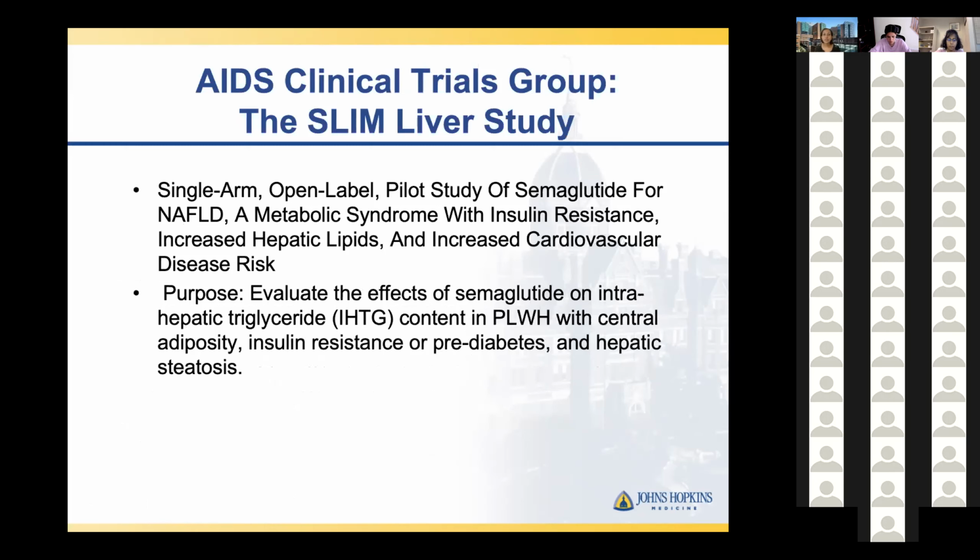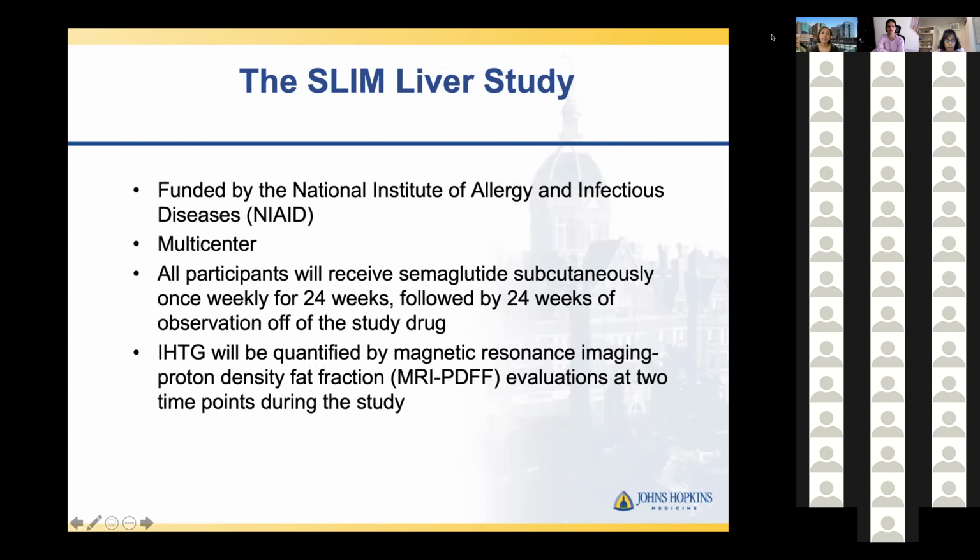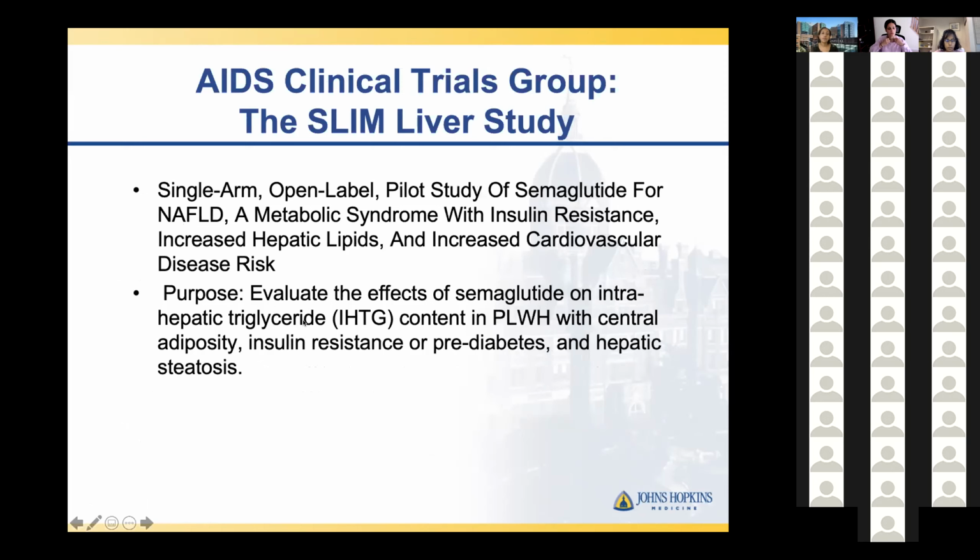So that brings us to the SLIM liver study, which is a study from the AIDS Clinical Trials Group. This is a pretty exciting study because it is one of the first randomized clinical trials that is available for patients with HIV and NAFLD to be enrolled in. Hopkins is a center led by Dr. Sarkar, who is now enrolling patients for this study. It's a single arm open label study.